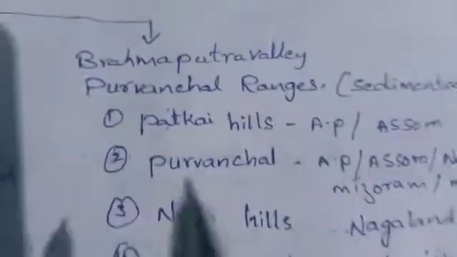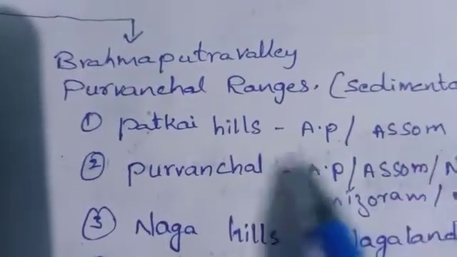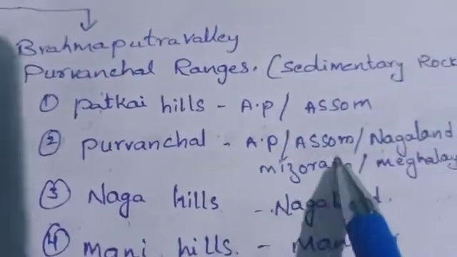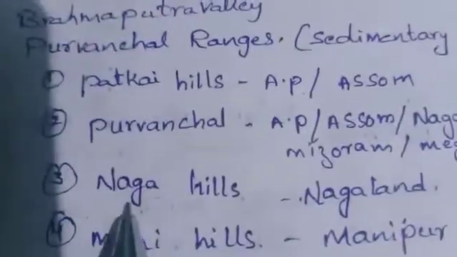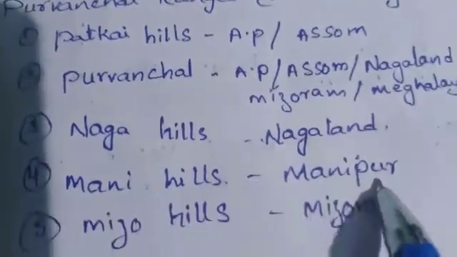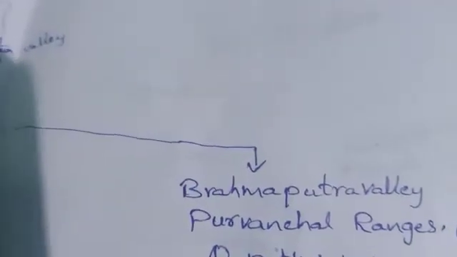Next, the eastern part. The eastern area is covered with the Brahmaputra Valley or Purvanchal Ranges. So the Purvanchal Ranges have different names in different states. For example, Patkai in Arunachal Pradesh and Assam; Purvanchal in Arunachal Pradesh, Assam, Nagaland, Manipur, Mizoram, Meghalaya and Tripura. Naga Hills in Nagaland, Manipur Hills in Manipur, Mizo Hills in Mizoram. These Purvanchal ranges are formed with sedimentary rocks.